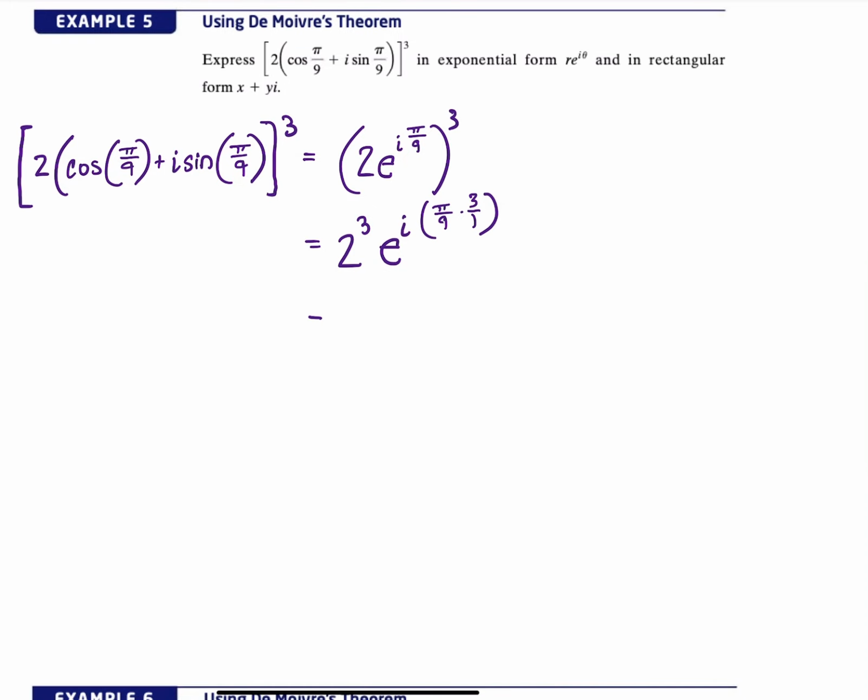And then 2 cubed is positive 8. So 8e to the power of i pi over 3, because it wanted it in exponential form. We could expand this into polar form if we wanted to. We would raise that 2 to the third power, and you would see the pi over 3 inside of the cosine and sine.